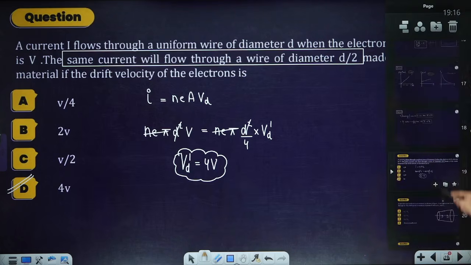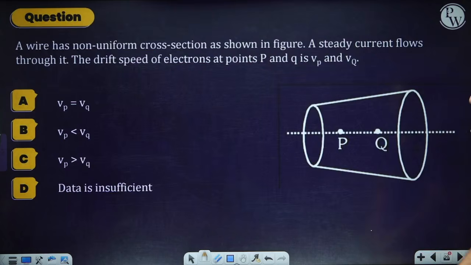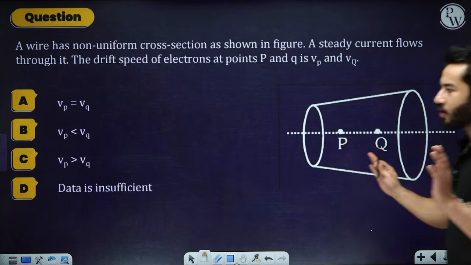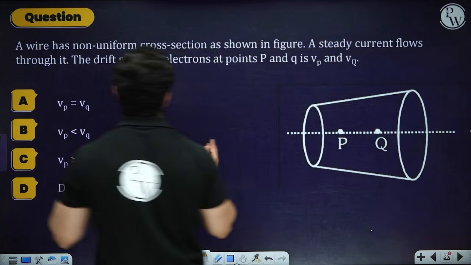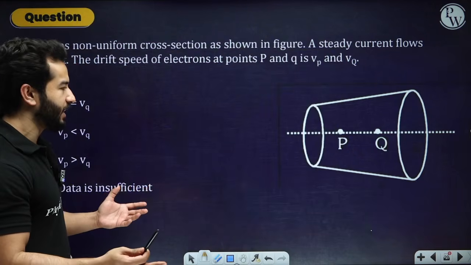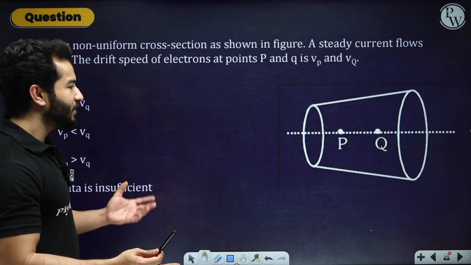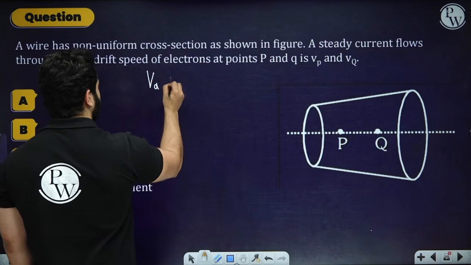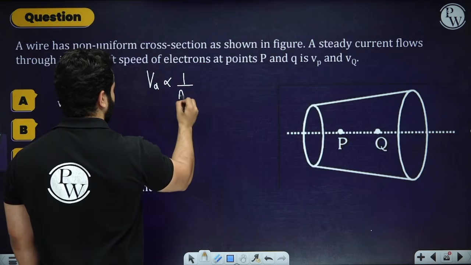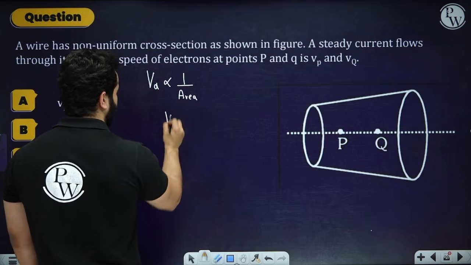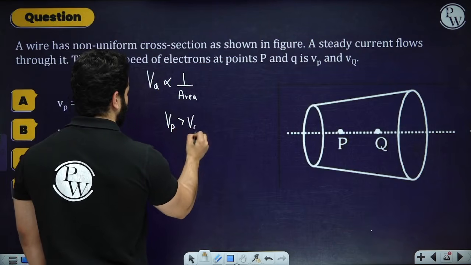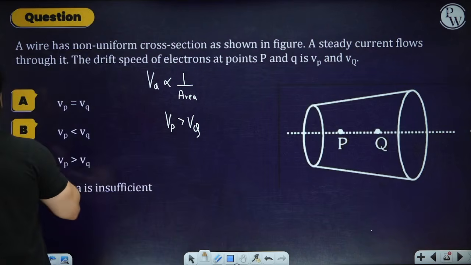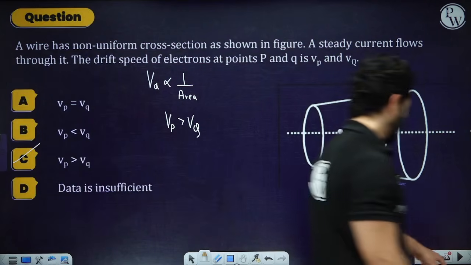Moving on to the next one. Have a look. This is for you. This is for homework. Very easy. Non-uniform drift speed. Just now we have done it. So it is quite easy for us to understand, because drift velocity depends inversely upon area. So that means Vp will be greater than Vq.